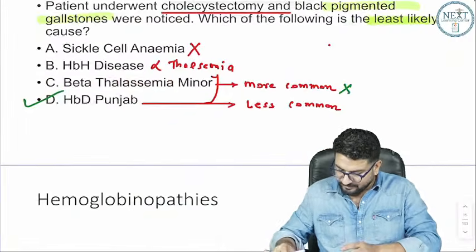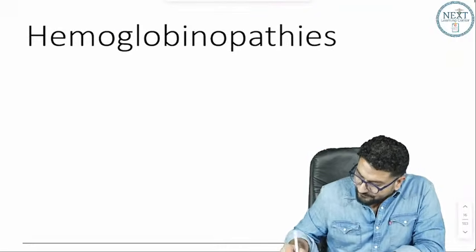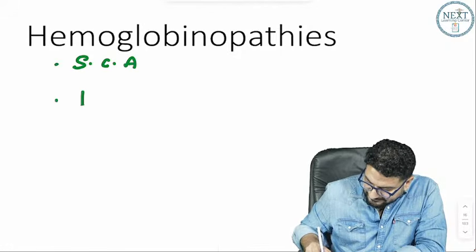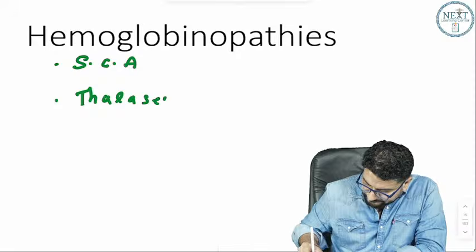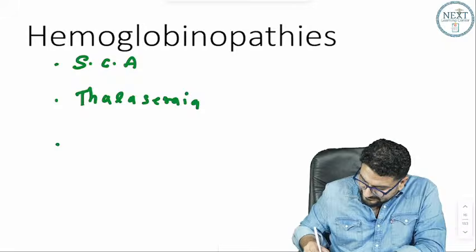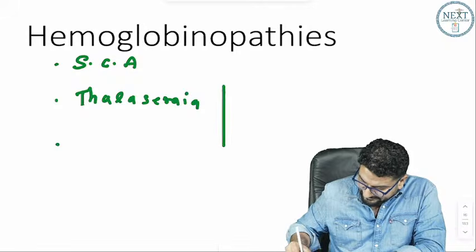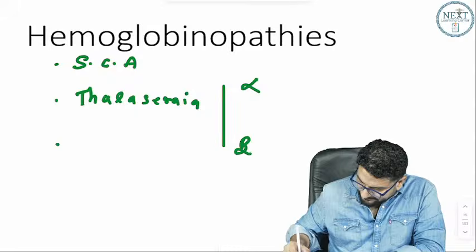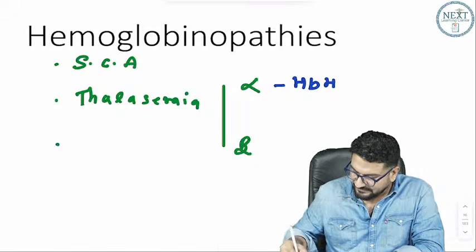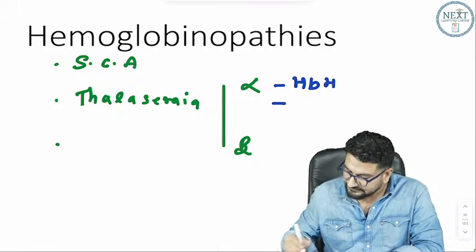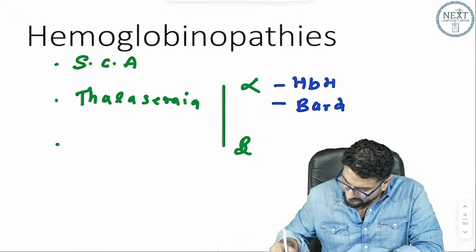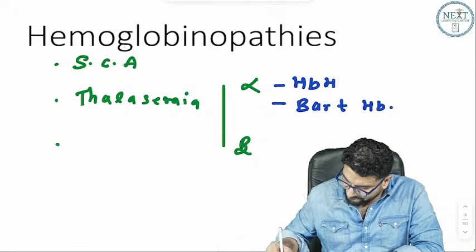What are the other hemoglobinopathies? Understand this thing. Hemoglobinopathies means what we have? We have sickle cell anemia. Then we have thalassemia, all the types of thalassemia, meaning alpha and beta. In alpha thalassemia, what we have? We have HbH disease, and one more, we have Bart hemoglobin. Bart is the most severe form.